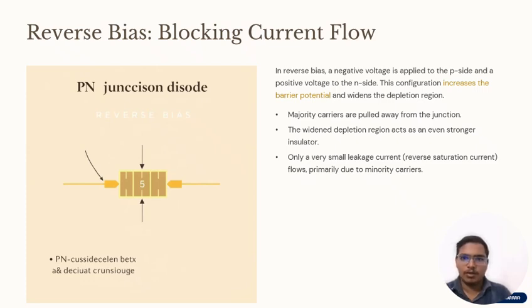Majority carriers are pulled away from the junction. The depletion region increases, so the electrons and holes are pulled away from each other. The widened depletion region acts as an even stronger insulator. A small leakage current, the reverse saturation current, flows primarily due to minority carriers.